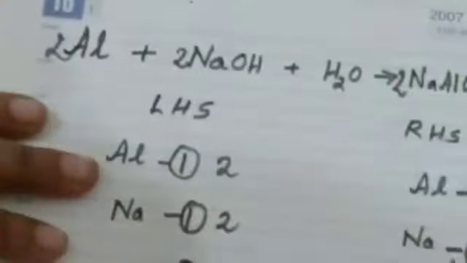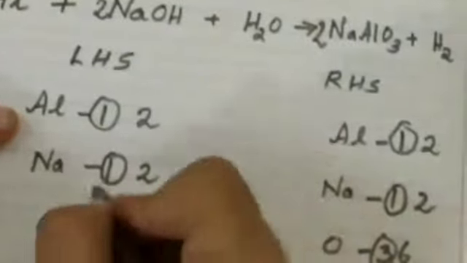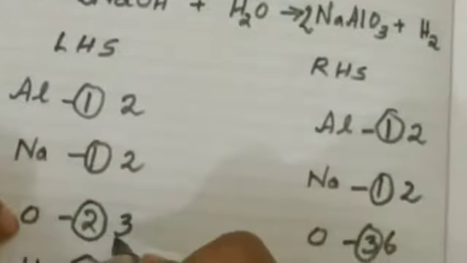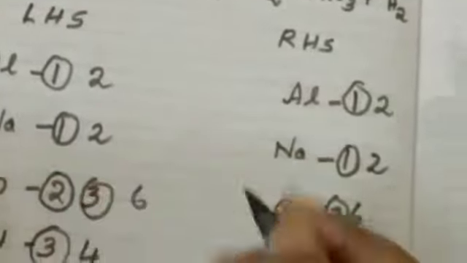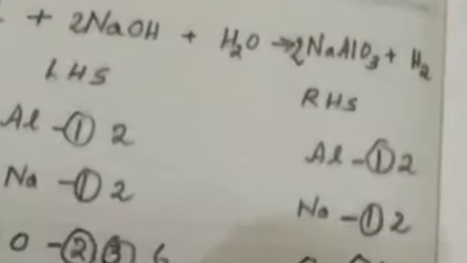So here now again check: 2 aluminum atoms, but here it is 1 only. So make it 2. What will you do? Put 2 here. Sodium 2, here also 2. Now oxygen atom here 3, here 6. So this one you have to make it 6. To make it 6, what will you do?